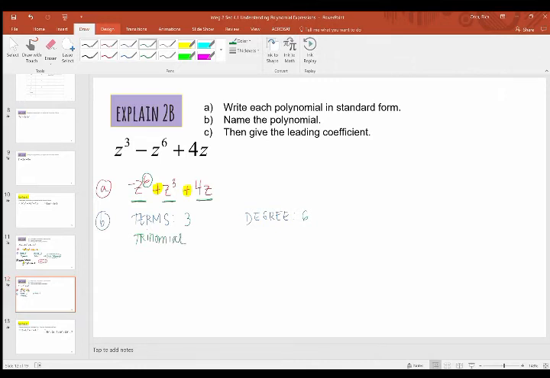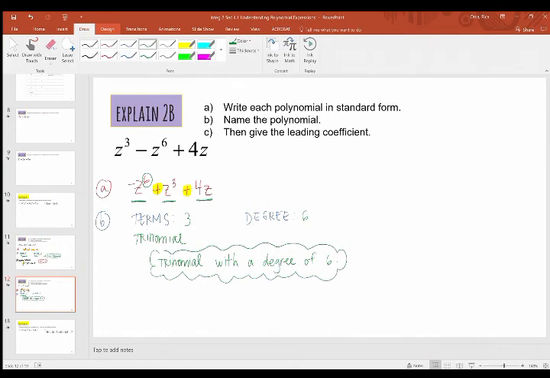But the degree is 6. We haven't gone over that. The highest we went to was a degree of 4, and a degree of 4 would be quartic. So we're just going to stick to the fact that the degree of the polynomial is 6. And as a result, we're going to name this polynomial as a trinomial with a degree of 6.